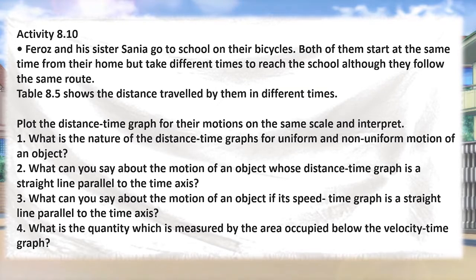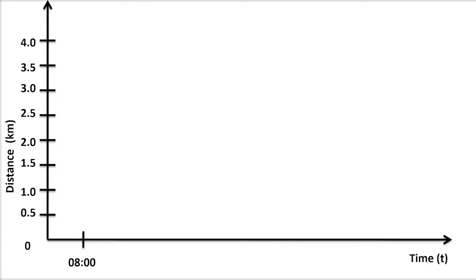The motion of an object whose distance time graph is a straight line parallel to the time axis follows uniform motion. The motion of an object, if its speed time graph is a straight line parallel to the time axis, then the graph follows uniform motion. The quantity under the graph gives the distance, magnitude of displacement.